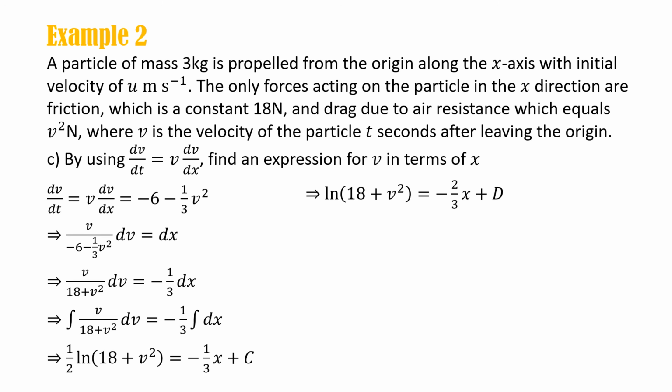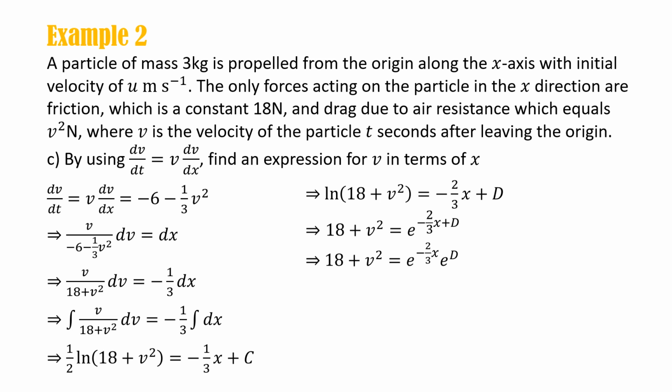So the e and the natural log cancel out on the left-hand side. We're just going to be left with 18 plus v squared, and that's equal to e to the negative 2/3 of x plus d. Now remember, when we've got a plus as a power, what that really means is that we're multiplying an equal base with that power. So we can expand the right-hand side out to be the same as e to the negative 2/3 of x times e to the power of d, right? That's just our index laws.